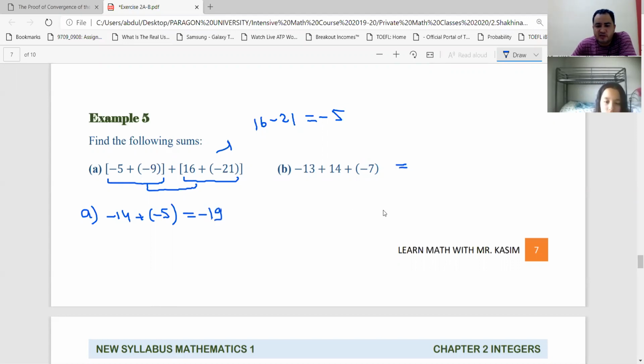How about this one? We'll do it step by step. Negative 13 plus 14. That is negative 27? Why? This is plus, why are you adding? Look, Shahina, using that property I can write negative 13 plus 14 as 14 minus 13, which is equal to 1. Oh, I see my mistake. So here we have plus times minus, minus 7. What is 1 minus 7? That's negative 6.